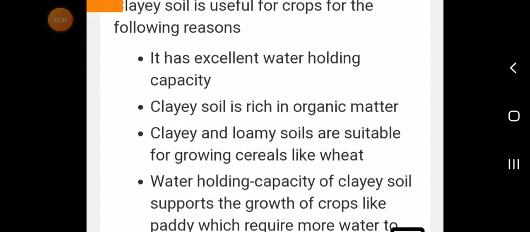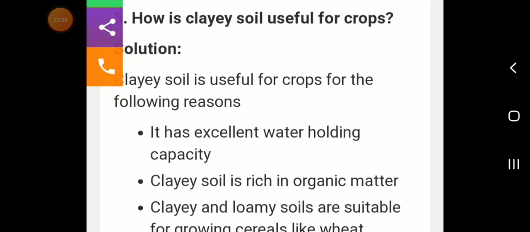Next question. How is clay soil useful for crops?